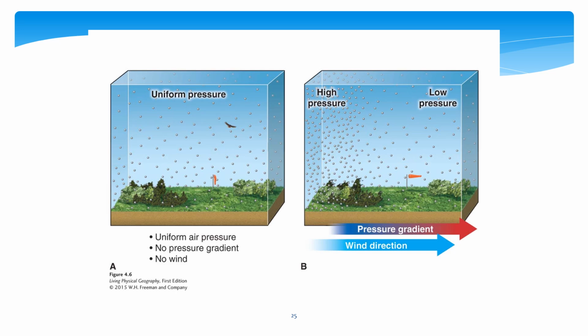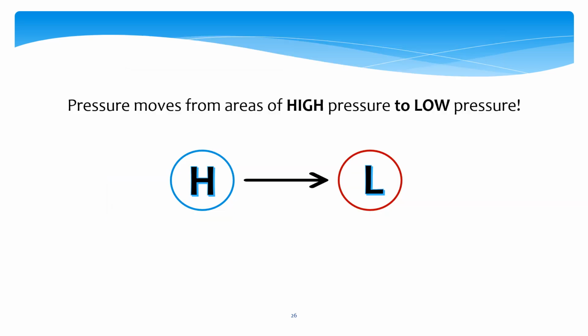Notice that it is pushing from high pressure to low pressure. That is your wind direction too. Wind always blows from areas of high pressure to low pressure. Oh look, we're just going to keep beating this poor little dead horse because we really want to hammer this home. Pressure moves from areas of high pressure to low pressure.